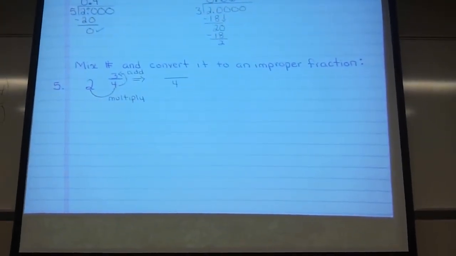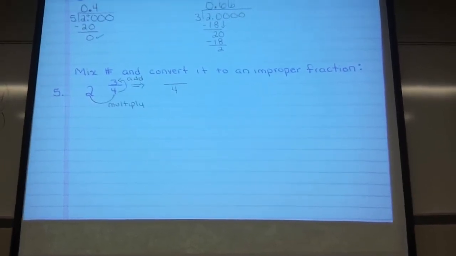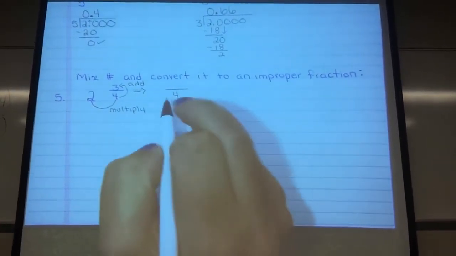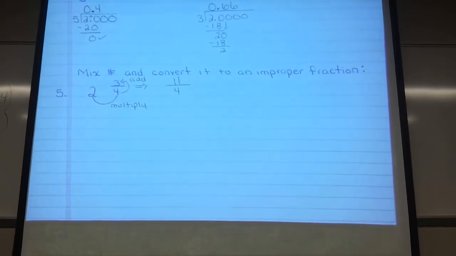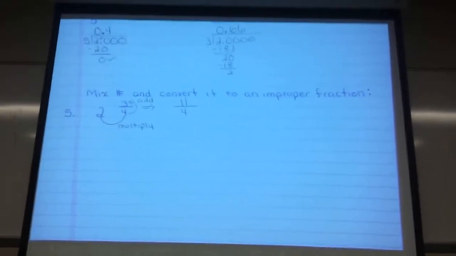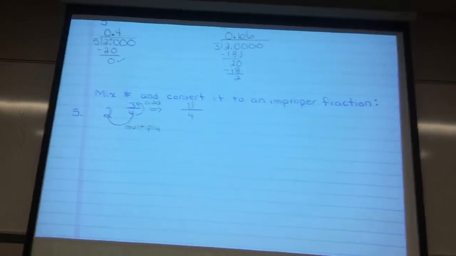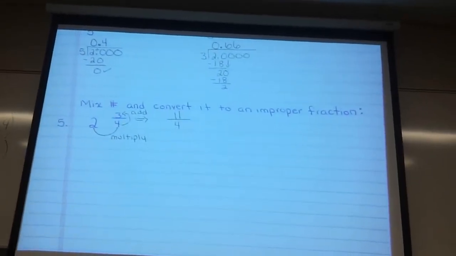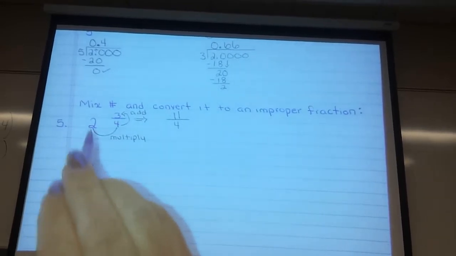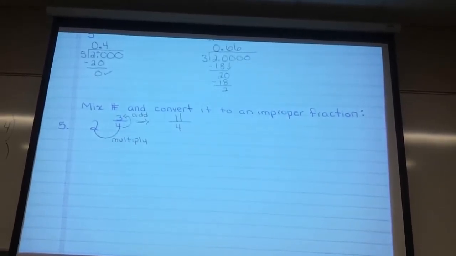So we've got 2 times 4 is 8. And then 8 plus 3 would give you 11. And your new fraction is 11 over 4. They mean the same exact amount, 2 and 3/4, 11/4. It's the same thing. It's just writing the fraction in a different form. But that's the pattern you'll use for all of them. You multiply and then you add.